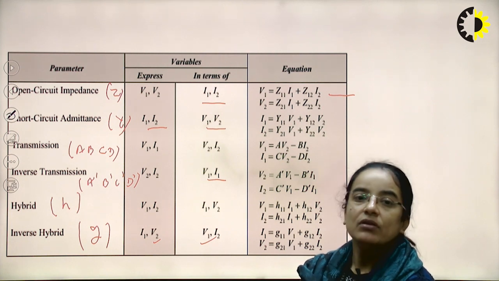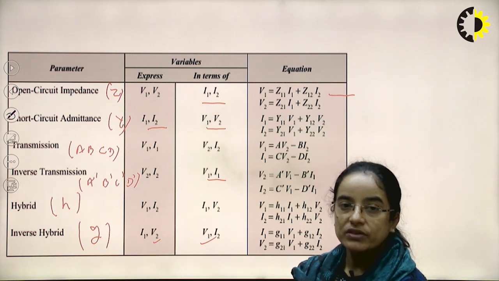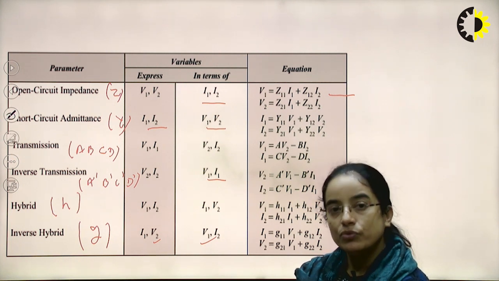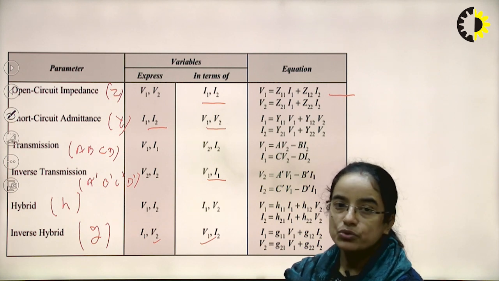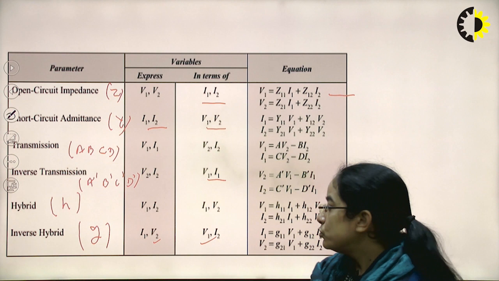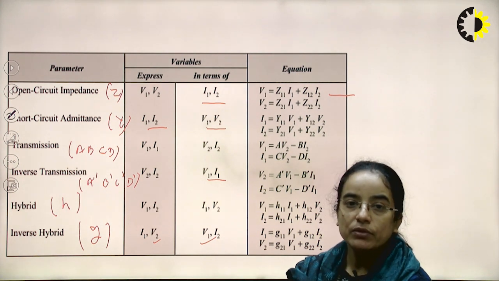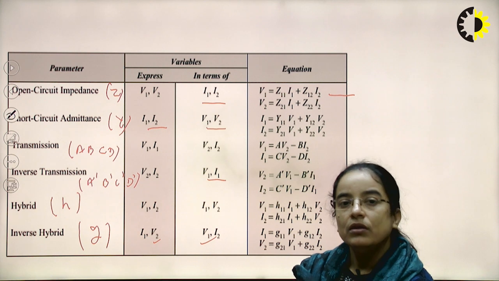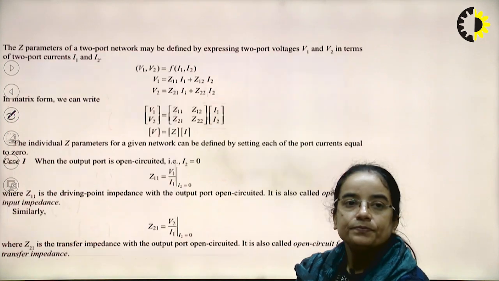Hybrid parameters, okay, equations of hybrid parameters will be V1 equal to H11 I1 plus H12 V2 and I2 will be H21 I1 plus H22 V2. Okay, so for inverse hybrid parameters, equations will be I1 equal to G11 V1 plus G12 I2 and V2 will be G21 V1 plus G22 I2.